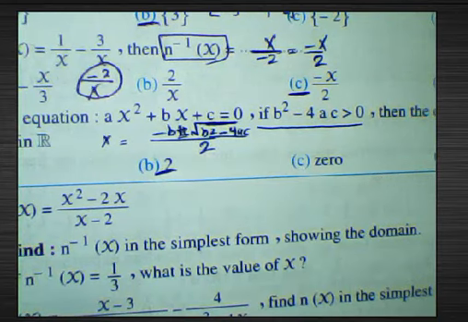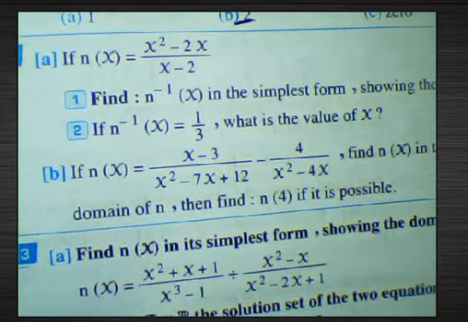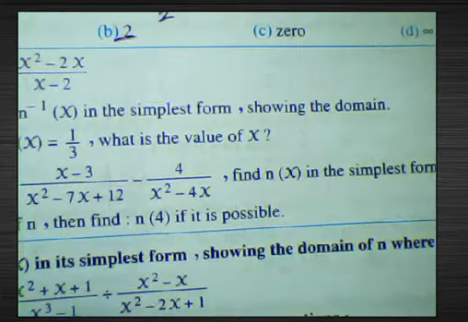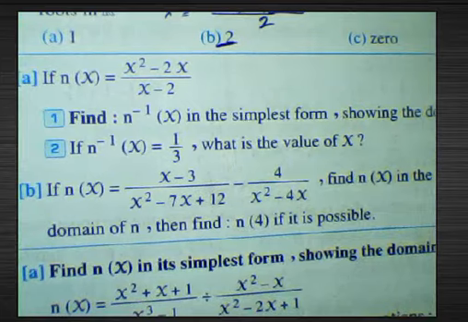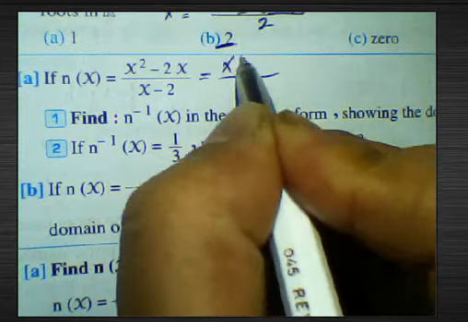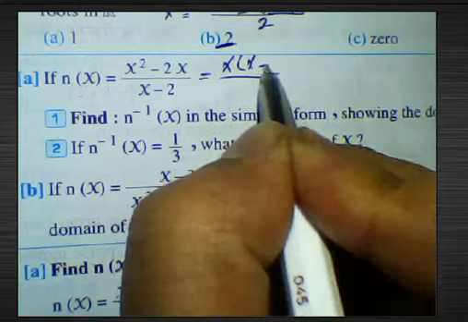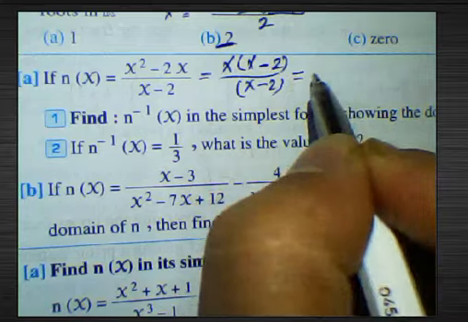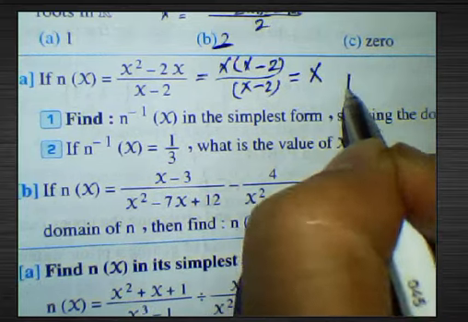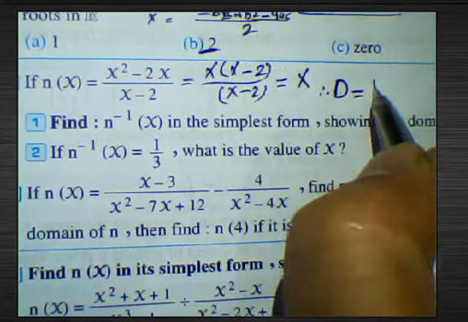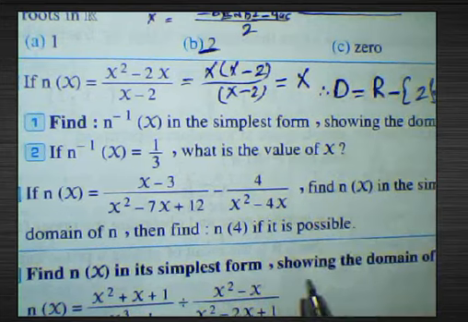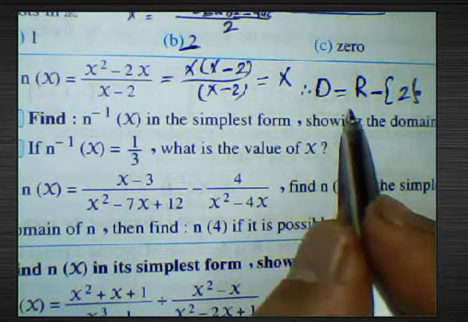Okay, look at another question here. If n of x equals (x squared minus 2x) over (x minus 2), find n to the power -1 of x in simplest form, showing the domain. First, we can simplify this function by factoring x outside: x squared divided by x equals x, and 2x divided by x equals 2 over (x minus 2). We can write the simplest form x, and the domain will be R excluding the set of zeros of the denominator, which is 2. R excluding 2 is the domain of n.